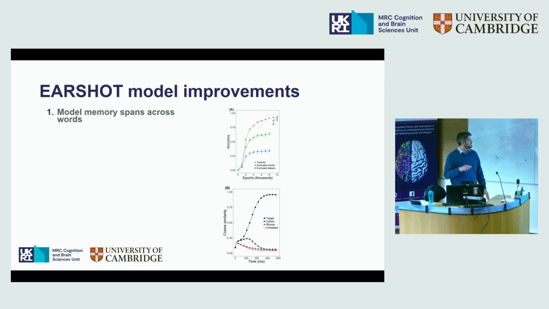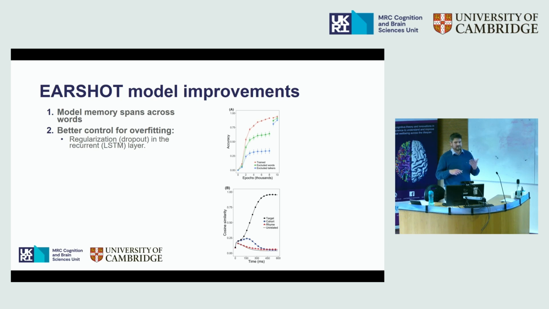So first thing, I already said that the model memory now spans across words. So that's important. We introduced some regularization in the form of dropout. In that case, during training, at every training round, a certain proportion of the weights are just not trained, and these are randomly allocated during training. That's called dropout, a very standard procedure nowadays in neural networks. Basically you just flip a switch in TensorFlow.